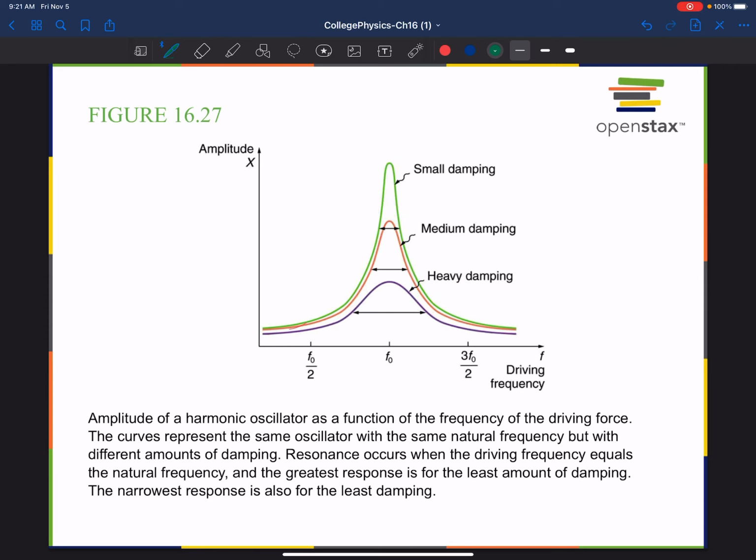Here's another way to look at damping on a graph, and I've got them all together, so small versus medium versus heavy. Note here for the small damping that it has the highest peak, and that's because only a very small amount of energy is being removed from the system. And because only a small amount is removed, the amplitude is still going to be pretty great for small damping. The heavier the damping, the smaller the amplitude is going to be. And again, the faster it will return to its equilibrium position.